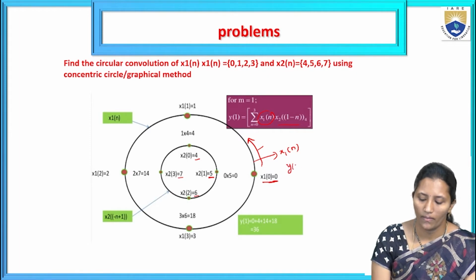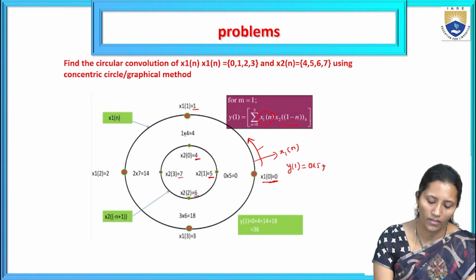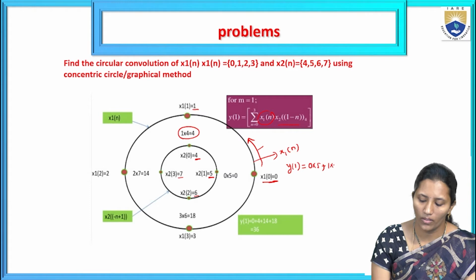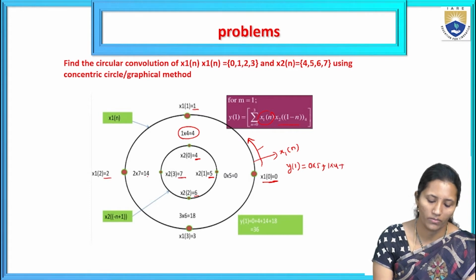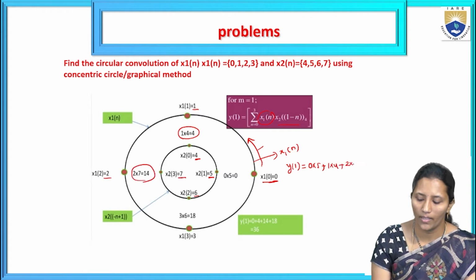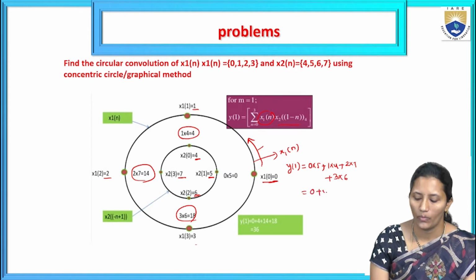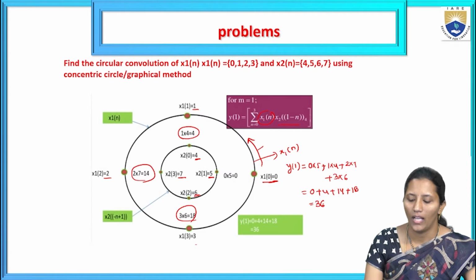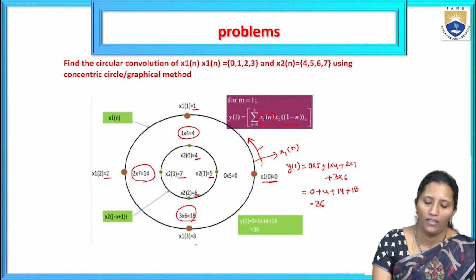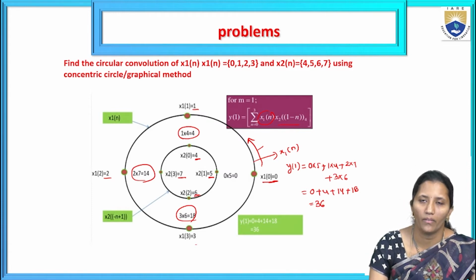So y of 1 will become 0 into 5 plus 4 into 1 plus 1 into 4 plus 7 into 2, that is 2 into 7, plus 6 into 3, that is 3 into 6. So here we are going to get 0 plus 4 plus 14 plus 18. That is 36. So y of 1 value is 36. We have to repeat this method for y of 2 and y of 3 also.